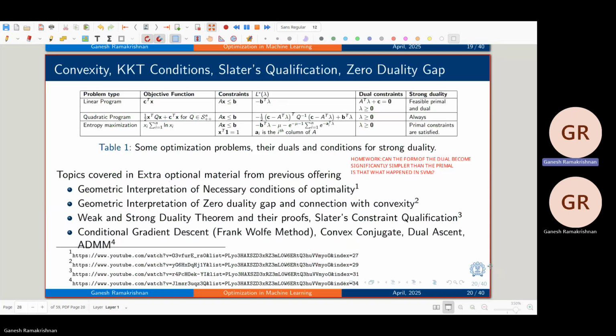For example, you can look at the Frank-Wolfe method. You can look at dual ascent. We looked at one notion of dual, but there are other duals as well. Have you heard of any other dual? It's called the Lagrange dual.